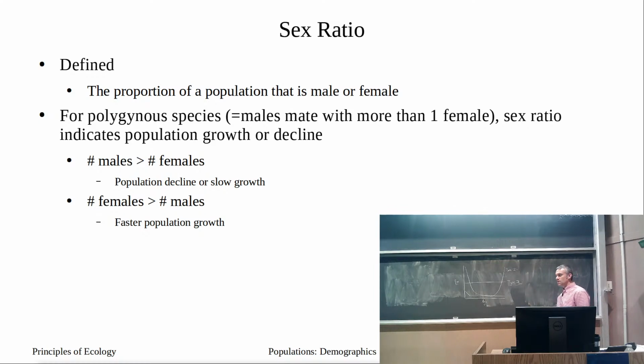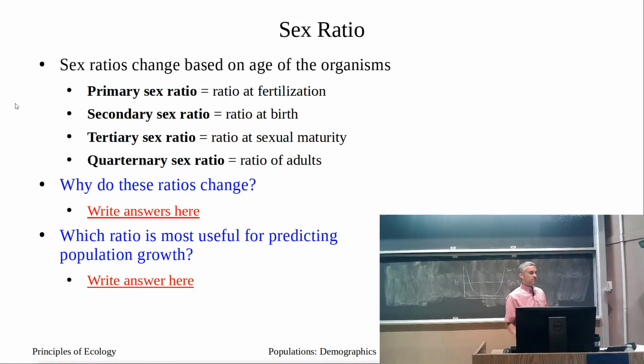So with our sex ratio, it all comes down to that reproduction. The more females we have in our population relative to males, the faster our population can grow. Now our sex ratios will change as our organism ages. All right? So it leads to 4 different types of sex ratios that we can report. We can report a primary sex ratio, or a secondary, or a tertiary, or a quaternary. All right? So our primary sex ratio is that sex ratio right at fertilization.